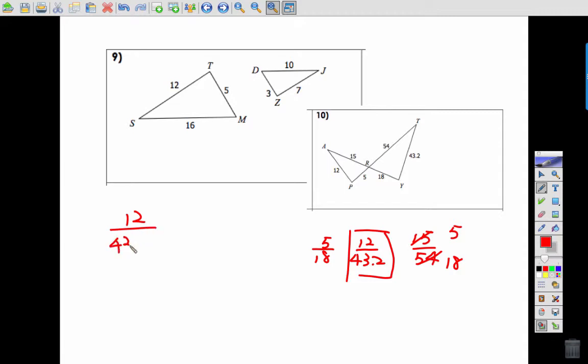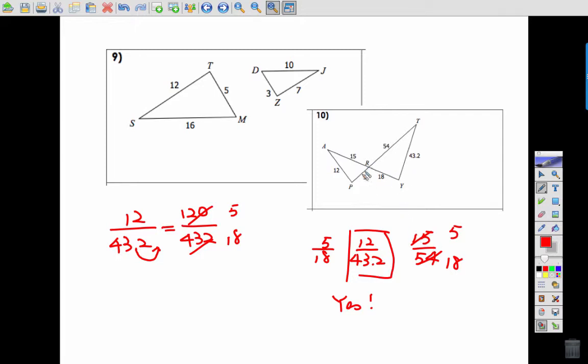12 over 43.2. The first thing you want to do is to get rid of this decimal point by moving it to the right by 1 digit. In other words, multiply the denominator by 10, you will get rid of that decimal point. And if I multiply the denominator, I have to multiply the numerator. And now from here on, you can keep canceling, and you will find that you will come up with the same scale factor. And therefore, the answer to this one is yes.